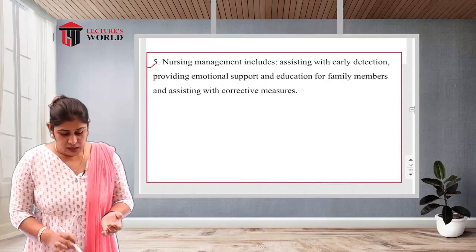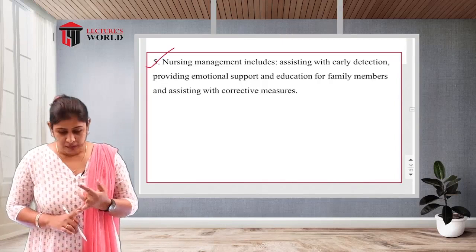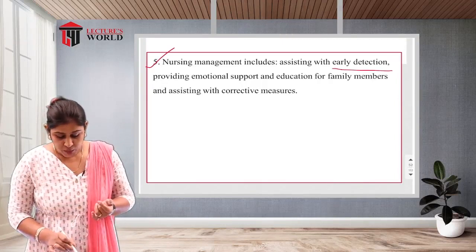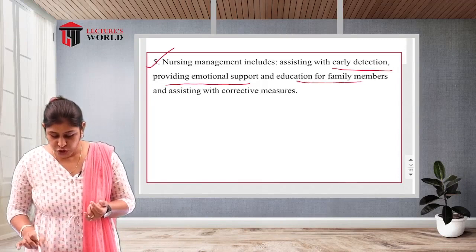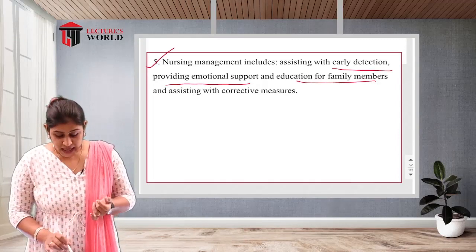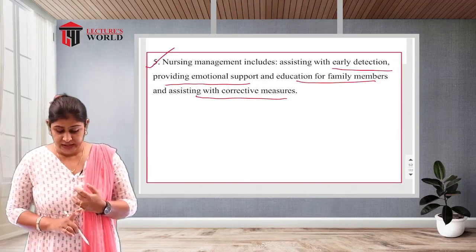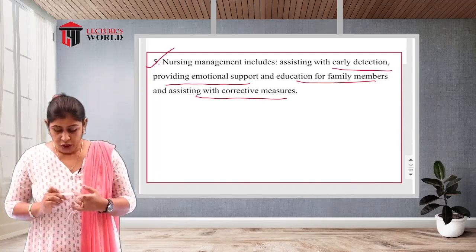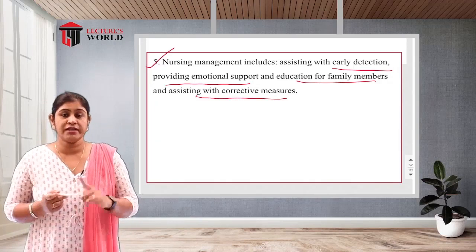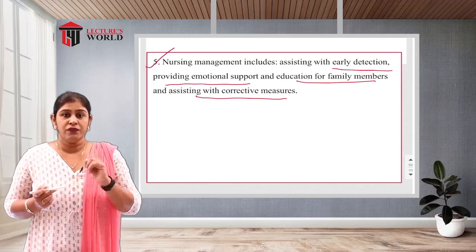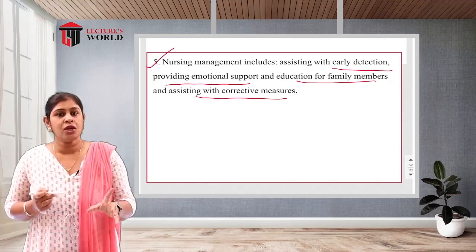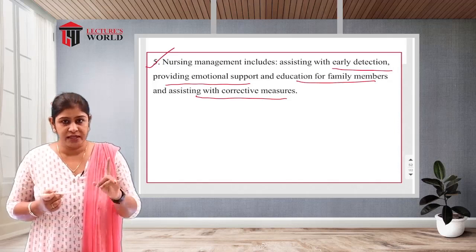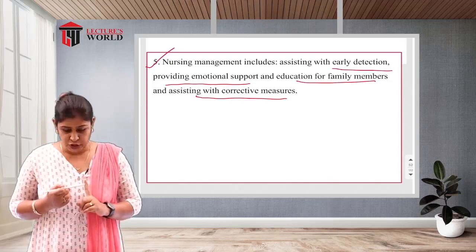Then one more is nursing management, which includes assisting with early detection, providing emotional support and education for family members, and assisting with corrective measures. First is assisting with early detection, which is very much needed. We have to detect the main causes or the factors because of which this has happened.